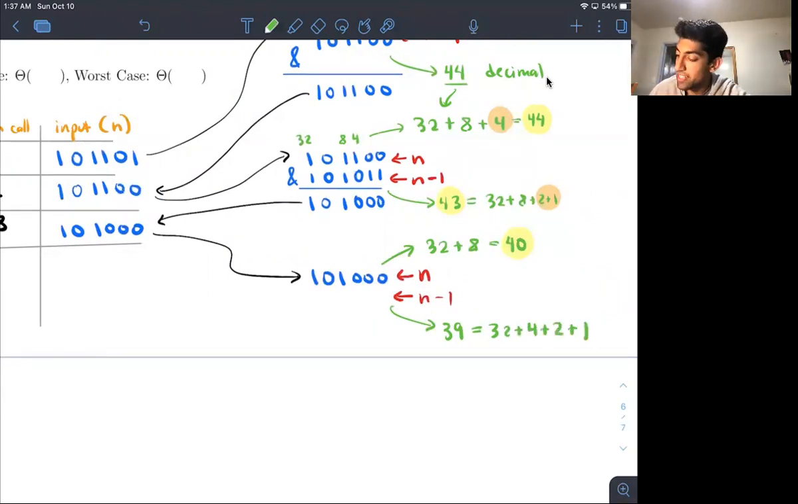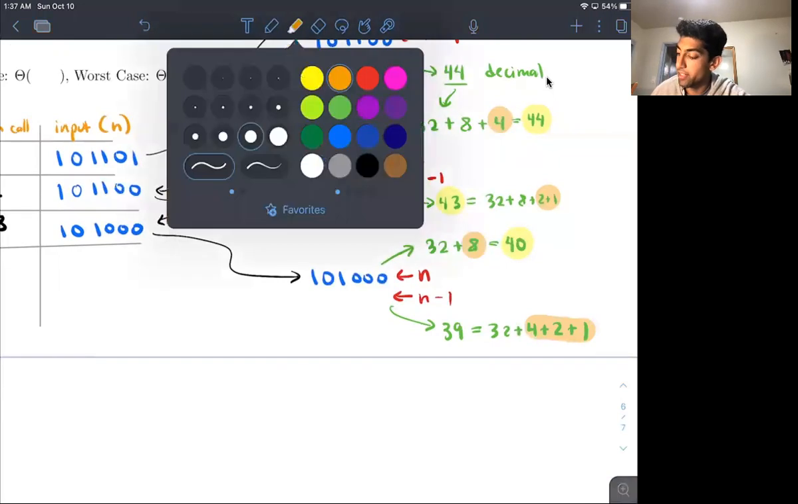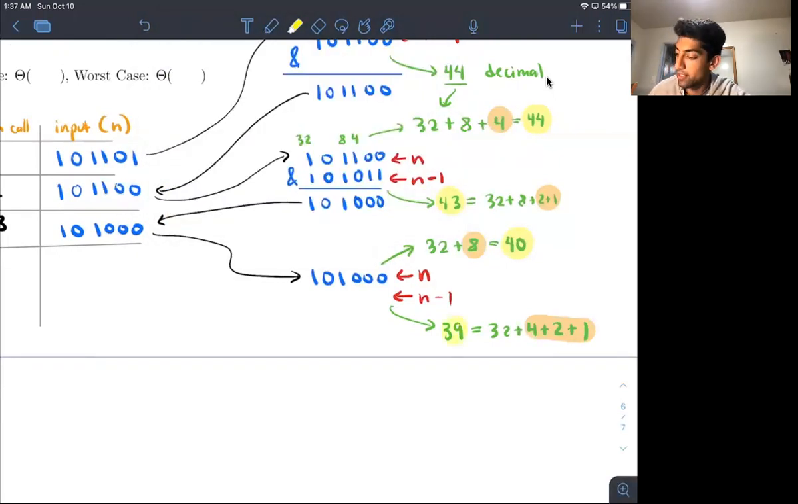And now what we can see is that when we're comparing these two numbers, if I'm comparing 39 to 40, notice that they're exactly the same, except in 39 we have these ones here, and in 40 we have this 8 here.